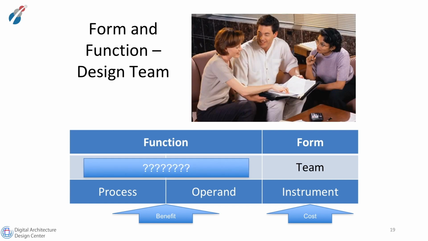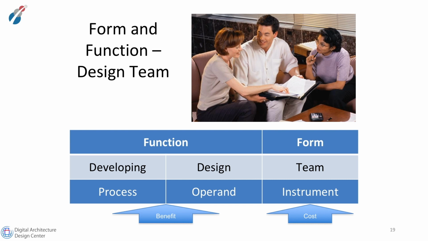Okay? So now let's look at a social system, a design team. The team is shown here, and of course the cost is the salary of the team. They're the instrument. What is the function? Let's assume this is an R&D or development organization developing a new design. So developing the new design is the function that the team performs. The benefit comes from that function, done by the team, and this is where the cost accrues.